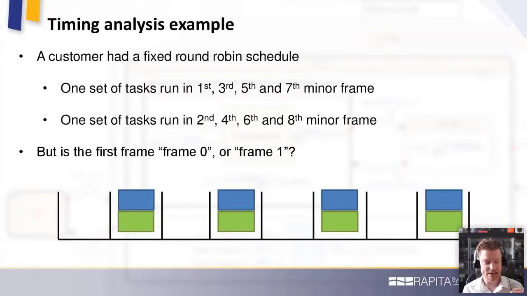But until we actually deployed RapiTime and looked at what was going on internally, the customer was unaware of the fact that they'd doubled up half of their frames, and by doing so, their overhead was dramatically less than what they would have expected.